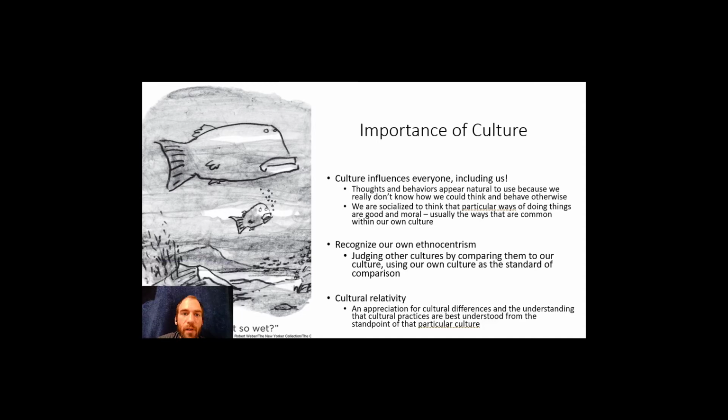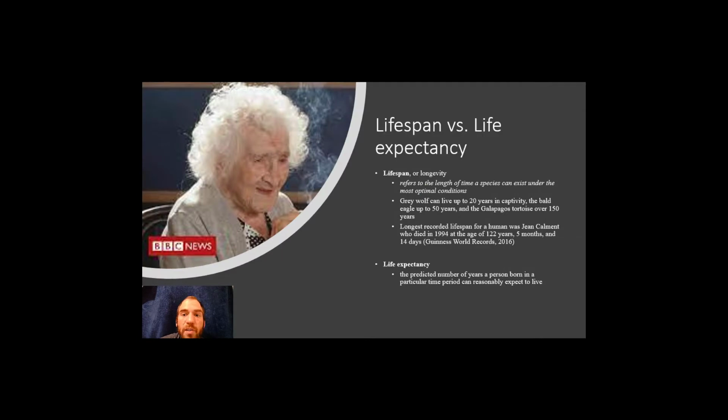Now, two important topics to look at are lifespan versus life expectancy. Lifespan or longevity refers to the length of time a species can exist under most optimal conditions. So, for example, you put a particular animal in a zoo and they have theoretically optimal everything, social environment. They're probably going to reach the maximum number of years they're capable of living, that is, the entirety of their species-specific lifespan. In humans, it is estimated to be 120-ish years or so. But obviously, on average, people do not live that long.